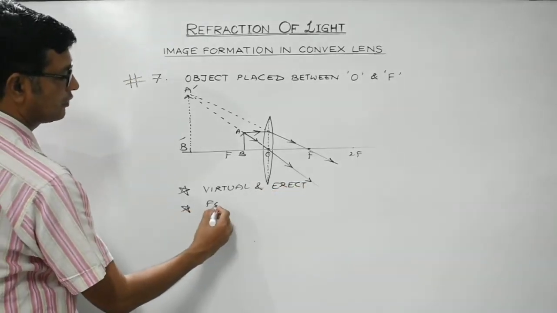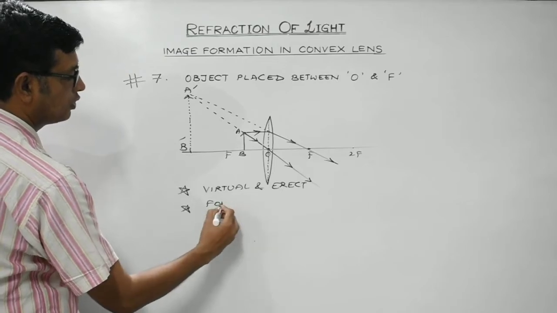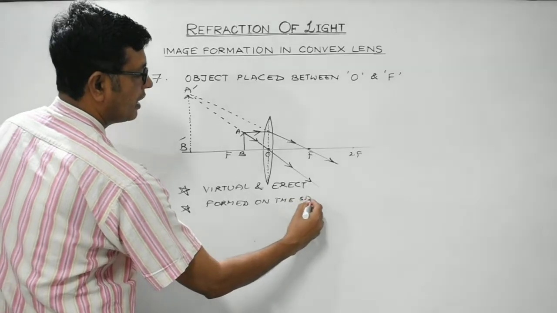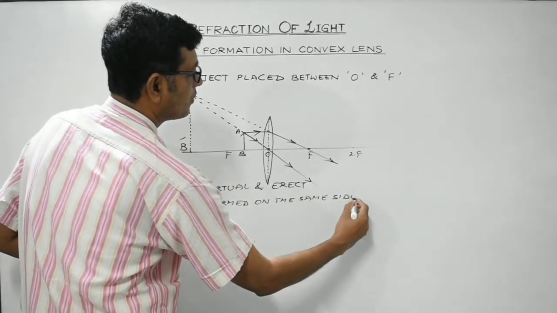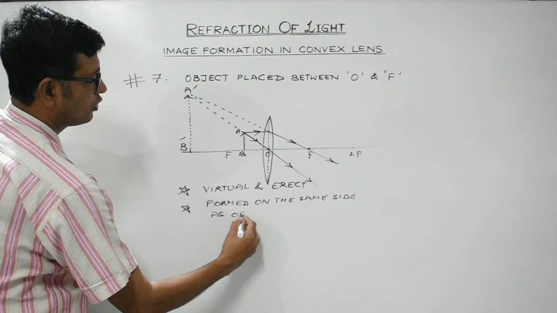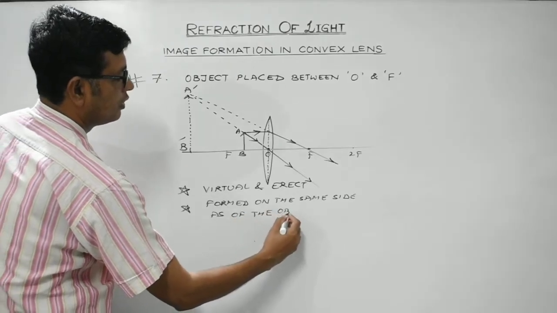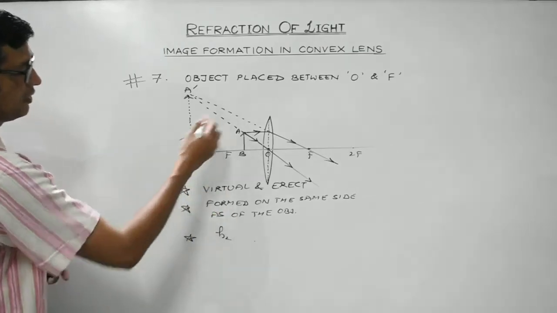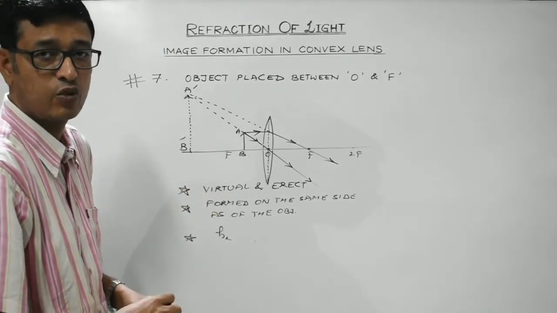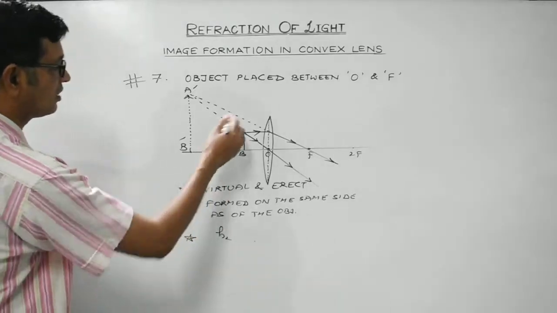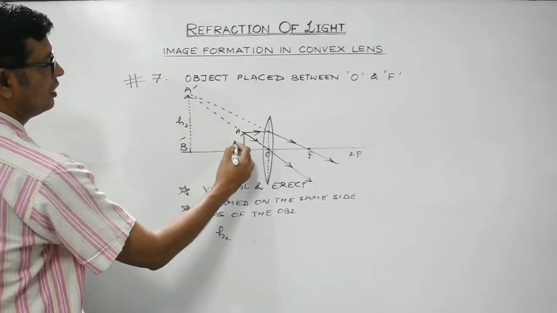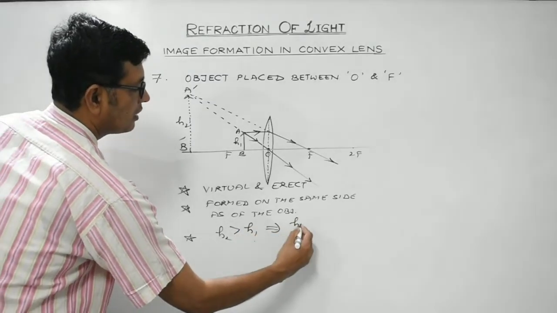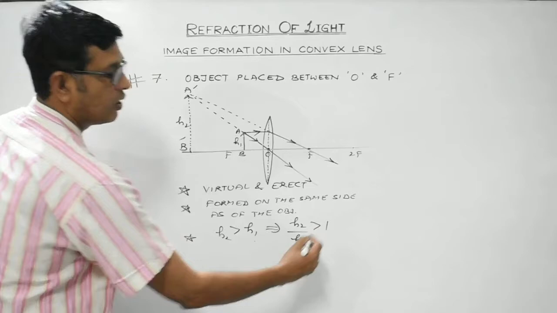Second, it is formed on the same side as that of the object. That is the reason why it is virtual. And third, it's pretty evident from the diagram, H2 is greater than H1. H2 is the size of the image. H1 is the size of the object. This is H2 and this is H1. So H2 is greater than H1, which implies that H2 by H1 is greater than 1.